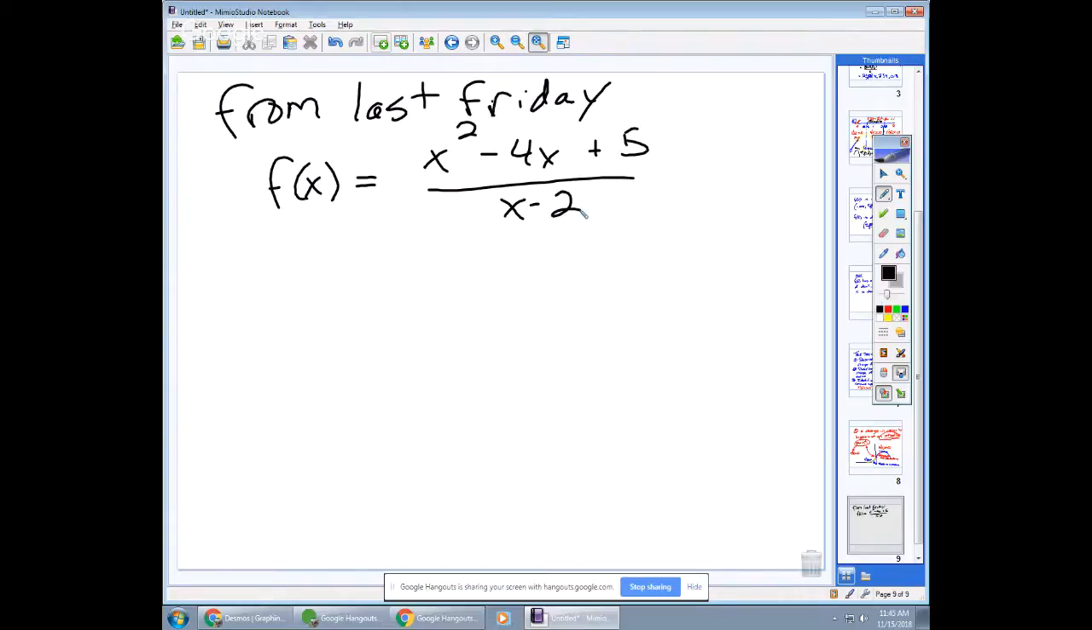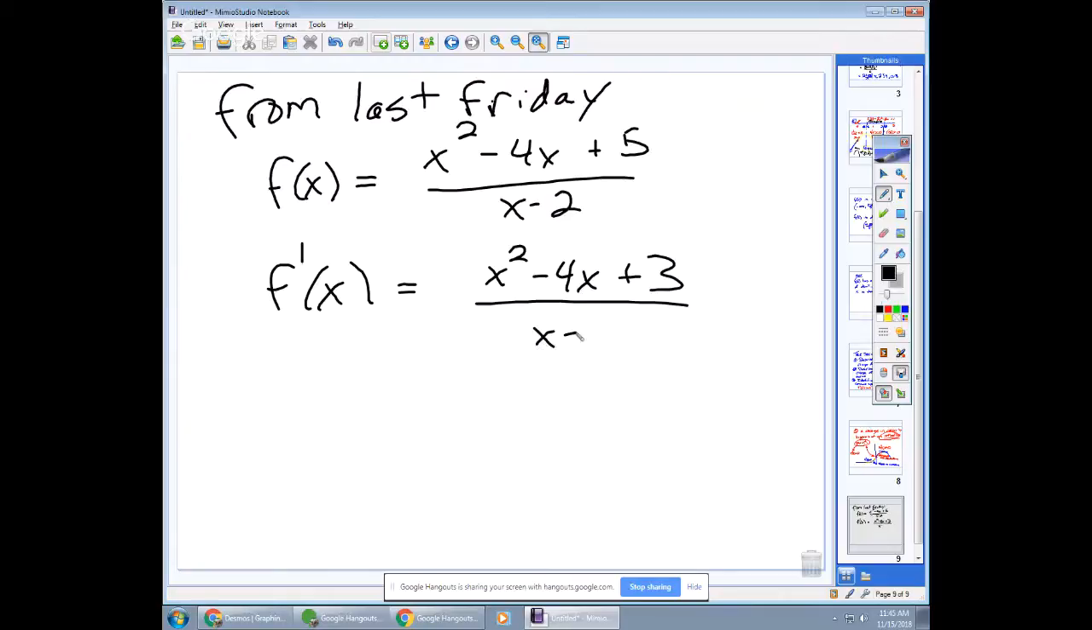Okay, so I'm going to do it a slightly different way, and you can find it in your notes later. I have it. I wrote it. Okay, there you go. I got x squared minus 4x plus 3 over x minus 2 squared. I'll say that again: x squared minus 4x plus 3 over x minus 2 squared.